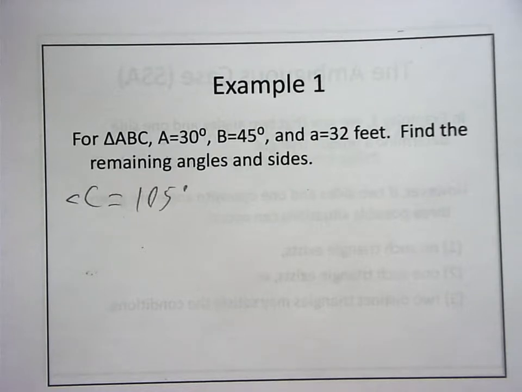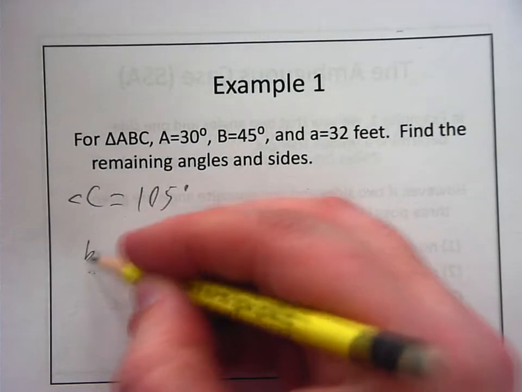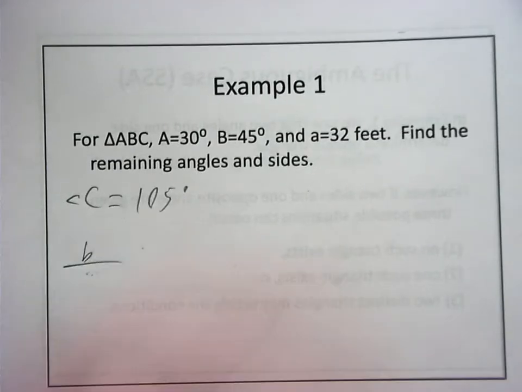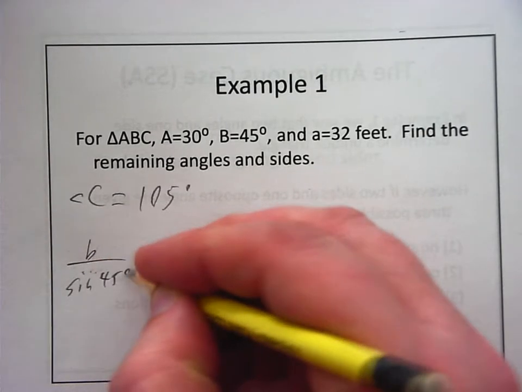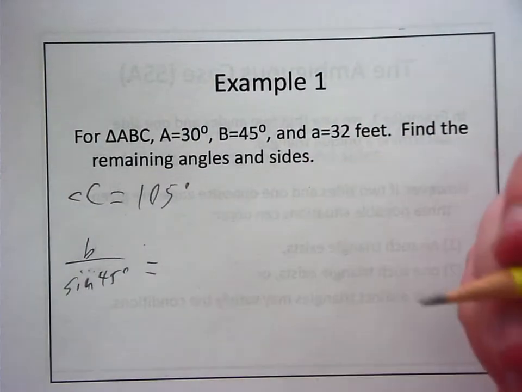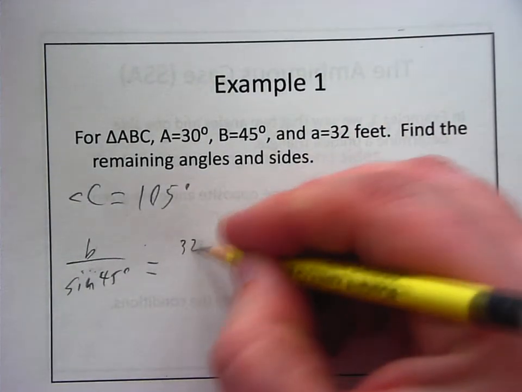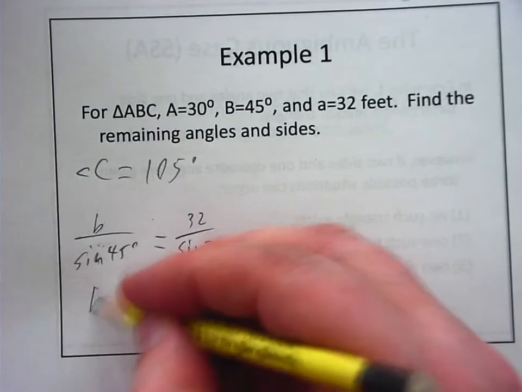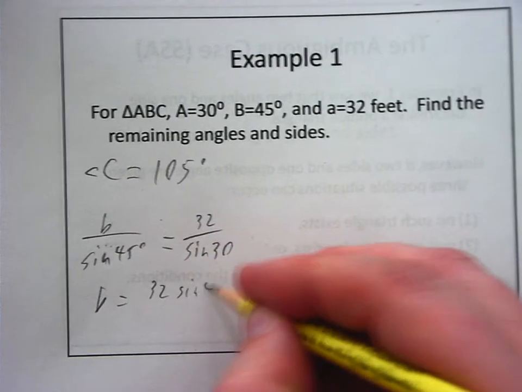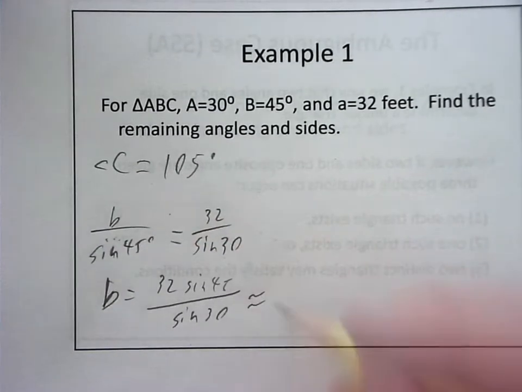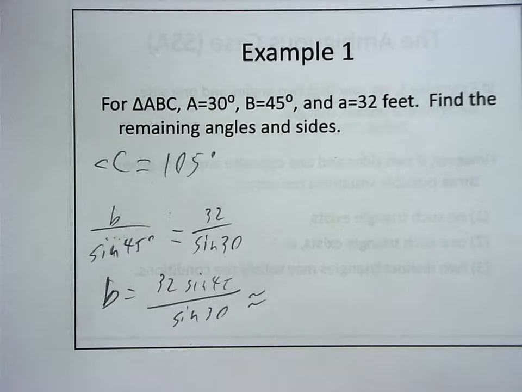Now, to find side B, I'm going to put B in the upper left, which means what's going to be under it? Angle B. Sine of 45 degrees. Make sure it's sine of that angle. What's going to be the other fraction? We can do A. 32 over sine 30. So then you just multiply it. So B is going to be equal to 32 sine 45 over sine 30. Which is going to give you what? Now for triangles especially, we're going to be in degrees.